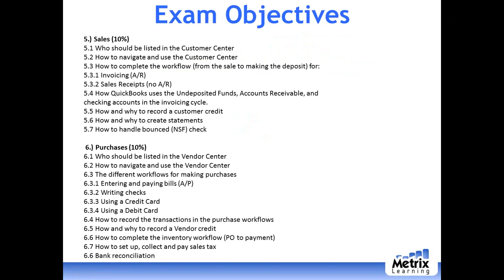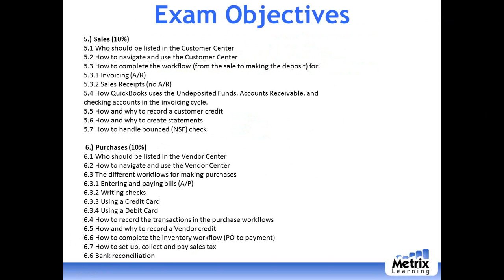Topic number 6 is purchases. This is 10% or 5 questions on the exam. You'll want to know who should be listed in the vendor center. So remember, a vendor is anyone you pay. This can mean subcontractors, utility company, your landlord, tax agencies, suppliers, and so on.